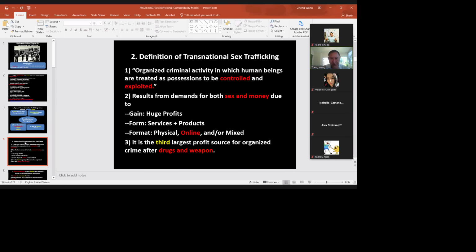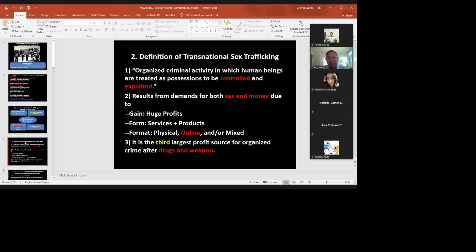Then the definition, in terms of sex trafficking, which means they are interested in women and young children, minors. Here the definition is a little bit hard to make, so what I prefer is organized criminal activities. That means it's organized. It's not just one or two persons. You need three, four, five, six, with technology, in which human beings are treated as possession, as an object, as a thing, as an item, to be controlled and exploited.